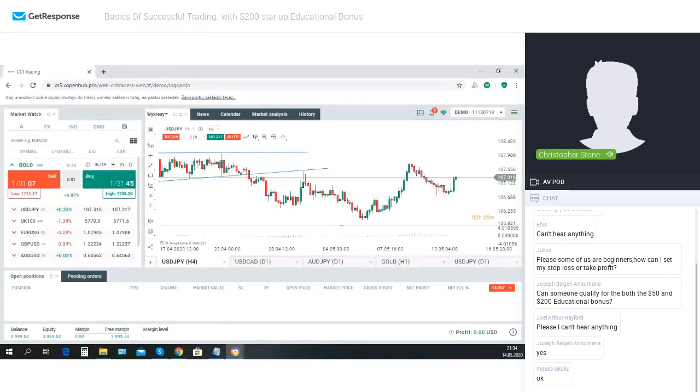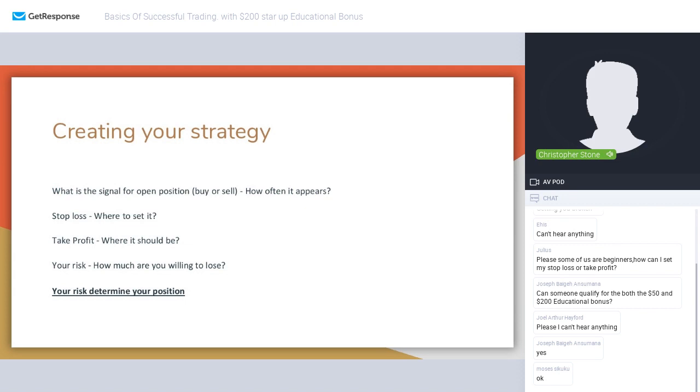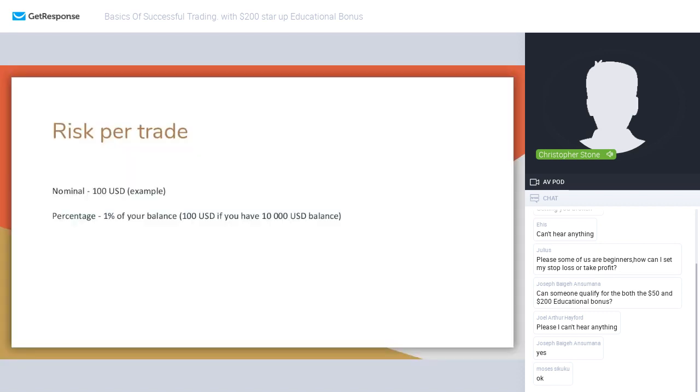But if we are speaking about stop loss, where to set it and where it should be, it comes down to your risk: how much are you willing to lose? That is why I want to tell you about what we call risk per trade. You can set a nominal risk, for example $100. Of course, you can set it at $10 or $200. You just say, okay, I will risk on one trade not more than this amount of dollars.